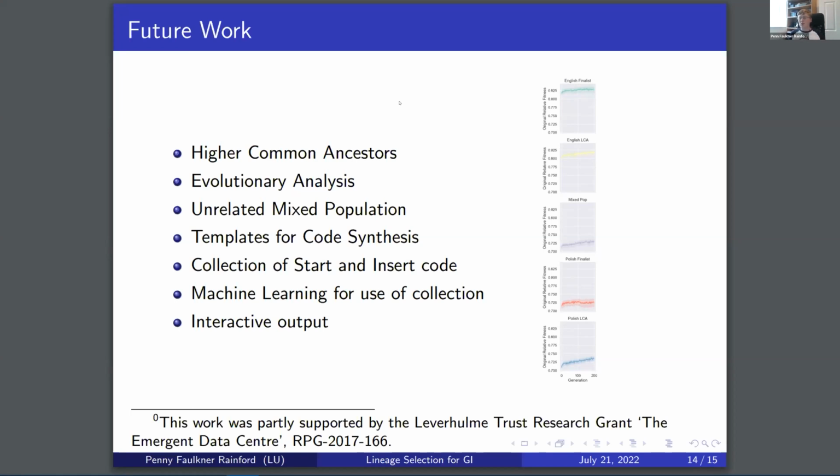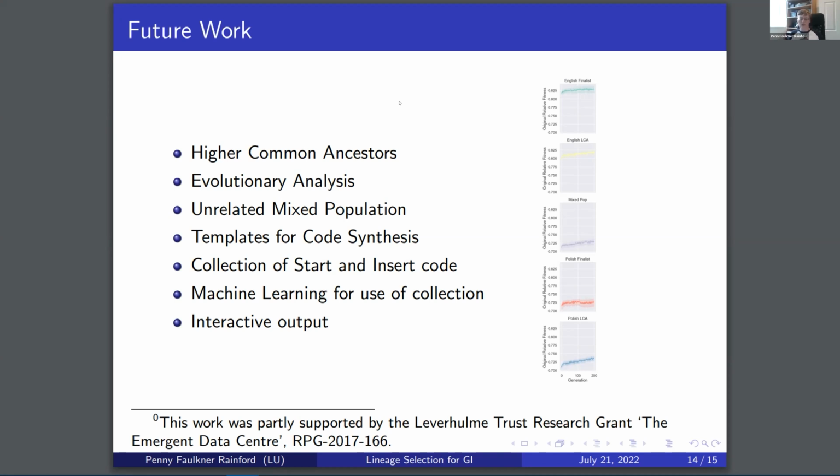We do want to do some work improving the code synthesis. It's very basic at the minute. It doesn't do many functions. As well as this start code, we want to build up a whole curated collection of starting variants and code to insert. That's going to require some machine learning to maintain that collection.